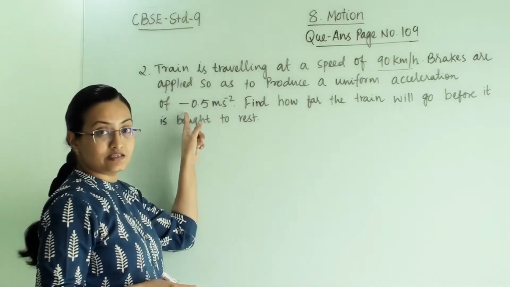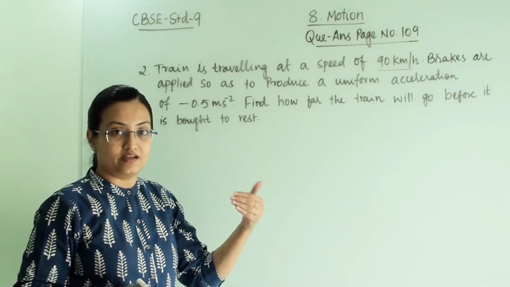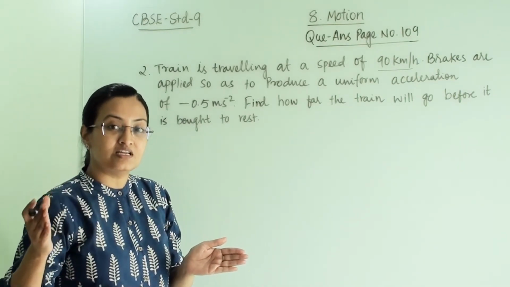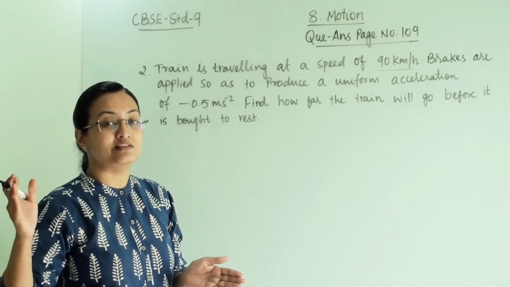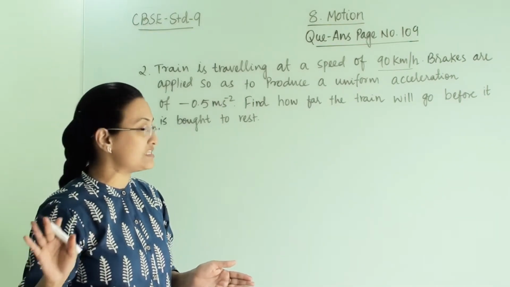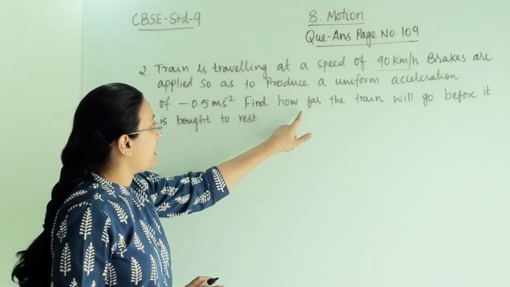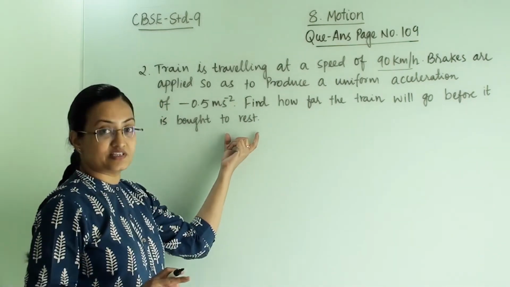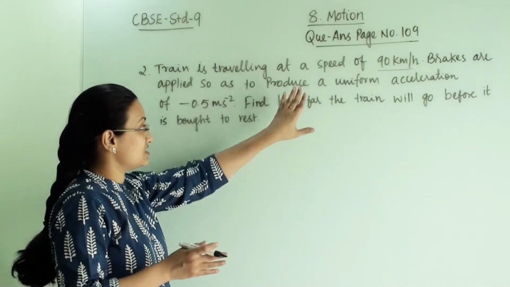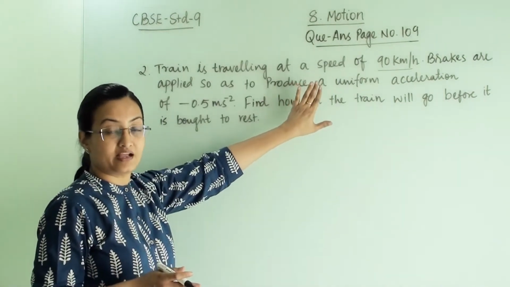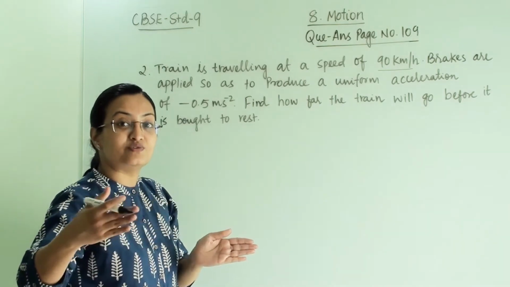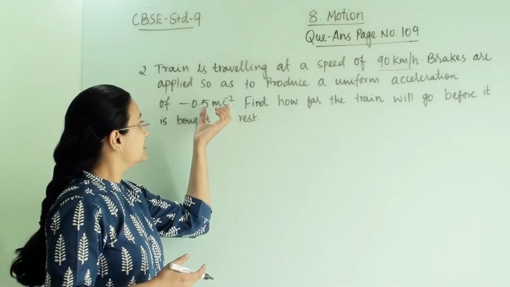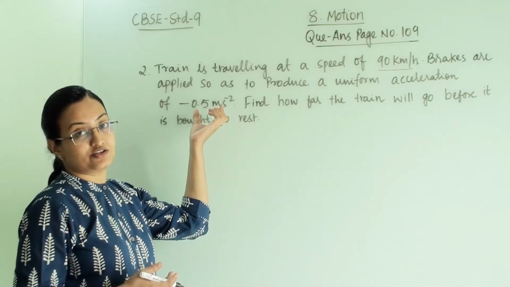Why is it minus? Because brakes are applied. Its velocity will decrease continuously, and after some period of time the train will stop. The train will come to a resting position. Find how far the train will go before it is brought to rest. Once the brake is applied, how far will it travel, what distance will it cover after this much negative acceleration they have given.